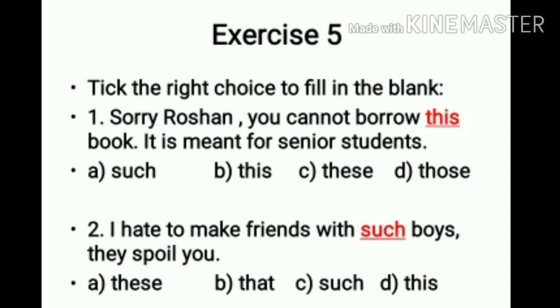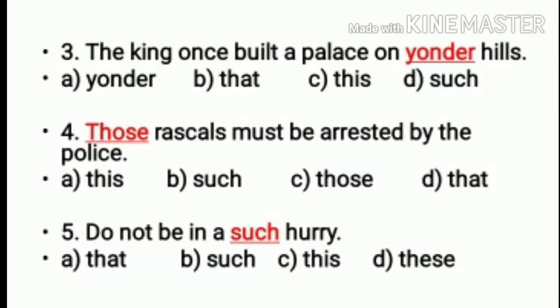Second one, I hate to make friends with dash boys. They spoil you. So here your options are these, that, such, this. So we need to write such boys. The third one, the king once built a palace on dash hills. Your options are yonder, that, this and such. So it will be yonder. Fourth, dash rascals must be arrested by the police. Your options, this, such, those, that. So we need to write those.